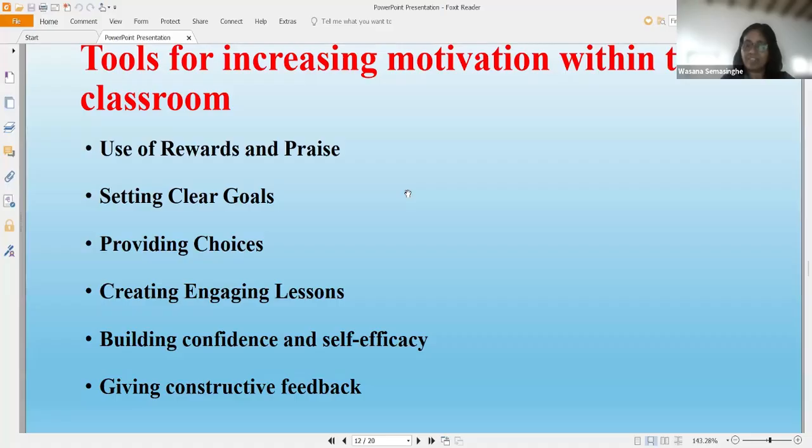Okay, and the next thing, confidence and self-efficacy. What is self-efficacy? I explained that earlier. It is the student's belief that I can do this. You have to build that self-efficacy in your students. Students should feel I can do this. Teachers can build this by giving achievable tasks, by celebrating small successes of your students, by giving constructive feedback.